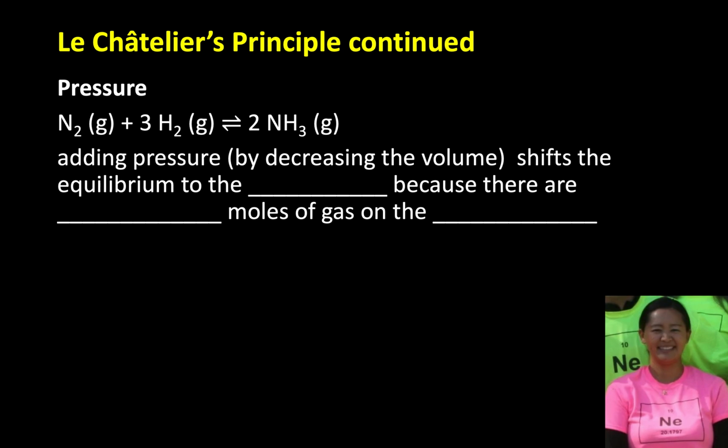Okay, all right, so if we look at pressure, we have a bunch of gases in equilibrium. You can see that there are more moles on the left side than the right side. So if we add pressure, the system is going to shift to the side with fewer moles. Okay, so like this gas is going to take up less space on the right side because there's only 2 moles of the gas versus 4 on the other side. So if we add pressure, it's going to shift the equilibrium to the right because there are fewer moles of gas on the right. So the converse is also correct.